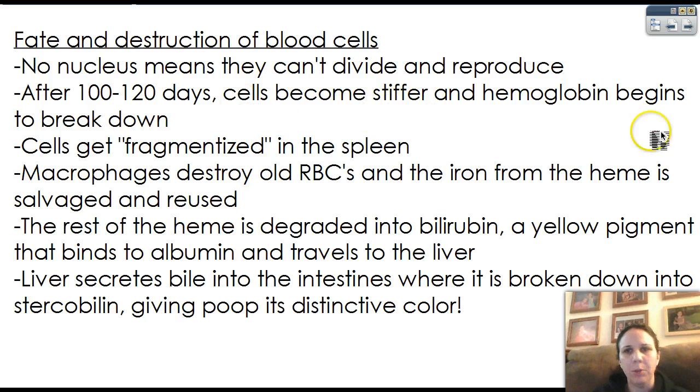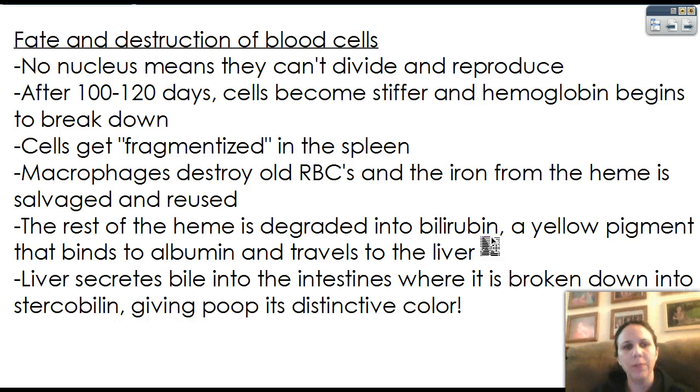They become stiffer, the hemoglobin begins to break down, and they go to the spleen, where it basically is like a little chop shop. It breaks it down into little bits and pieces. Macrophages, big eaters, come along. They destroy the old red blood cells, but the iron in it from the heme group is salvaged and reused, so we don't waste our iron, because we'd have to eat a lot more iron every day. The rest of the heme is degraded into bilirubin.